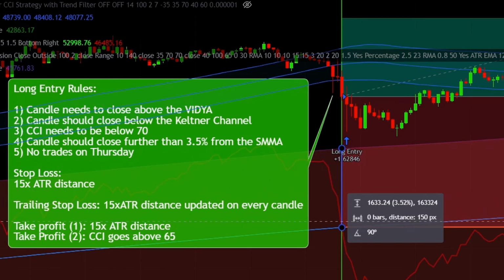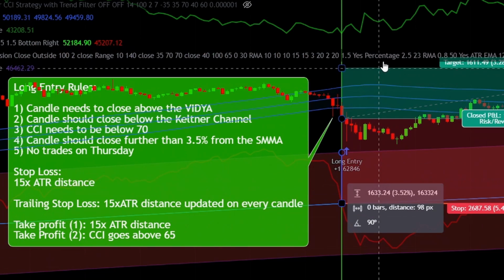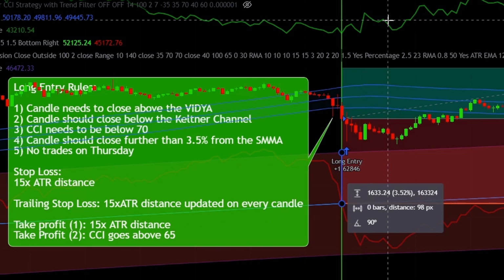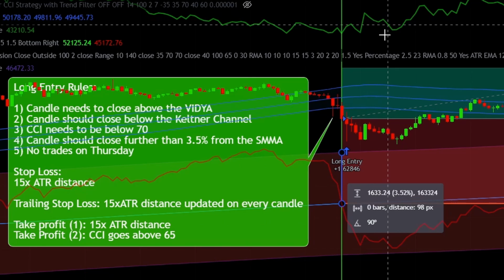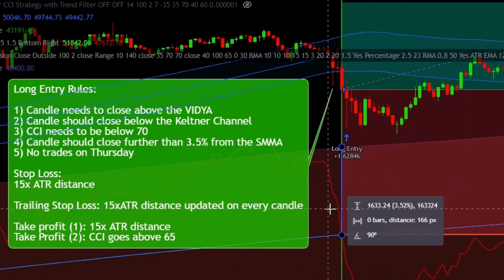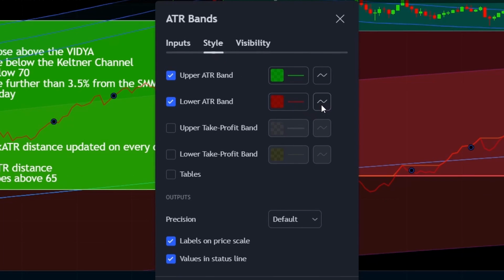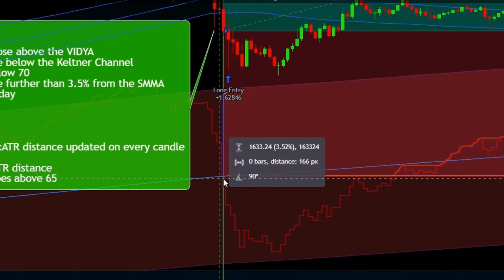Now let's move on to the trade management section. The stop loss should be placed at a 15 ATR distance. These red and green lines are the ATR bands, which are set to be at a 15 times ATR distance. So when we have a valid long entry, we place our stop loss right where that line is. To make it easier to decide where the stop loss should be, open up the ATR band settings, go to the style tab, and change the line style to step line. This way now you can see that the stop loss should be placed exactly there.